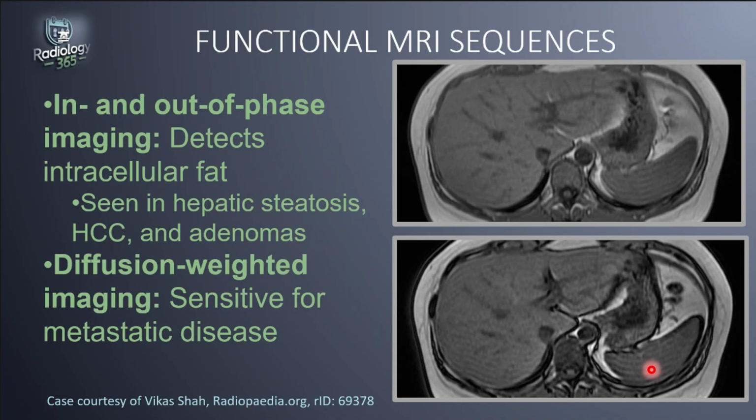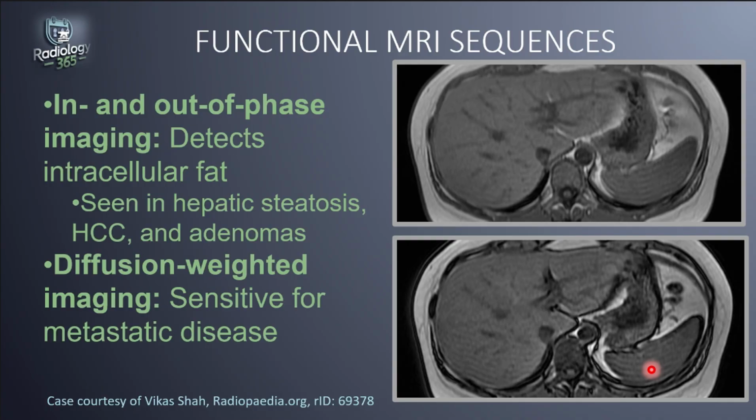MRI also includes specialized sequences, what we call in and out of phase images. This is something called chemical shifts, and this helps detect intracellular lipid seen in steatosis and some tumors. Diffusion weighted imaging is also another powerful tool that is a functional MRI sequence, and it increases the sensitivity for small or otherwise subtle metastatic lesions.